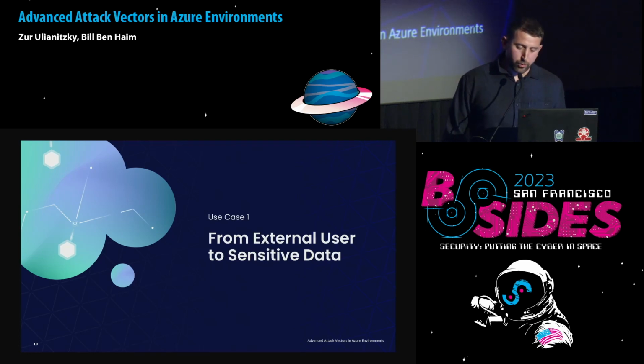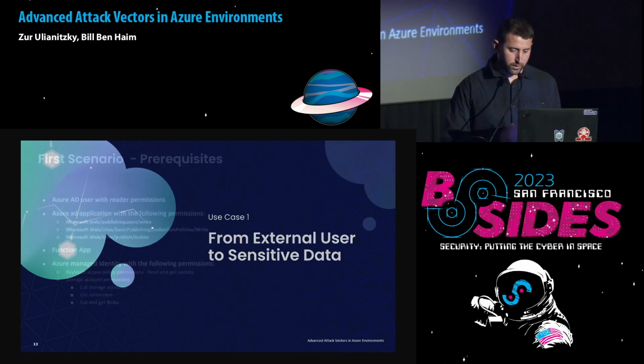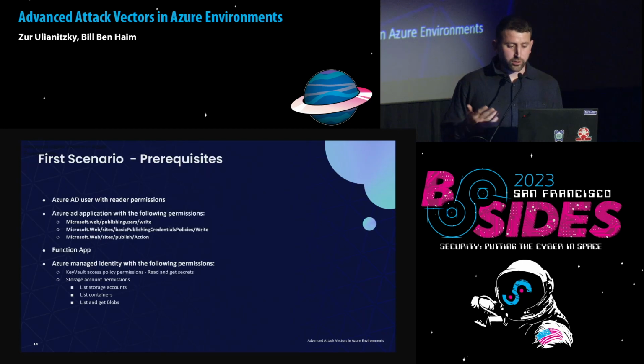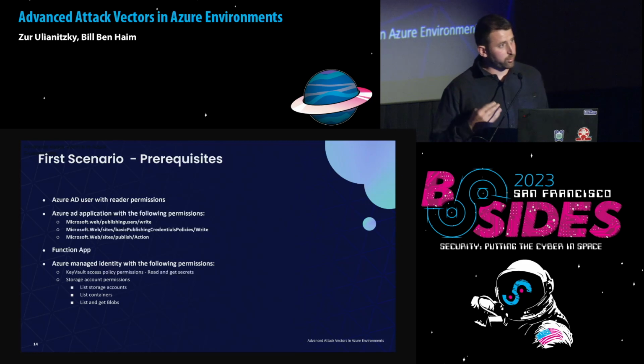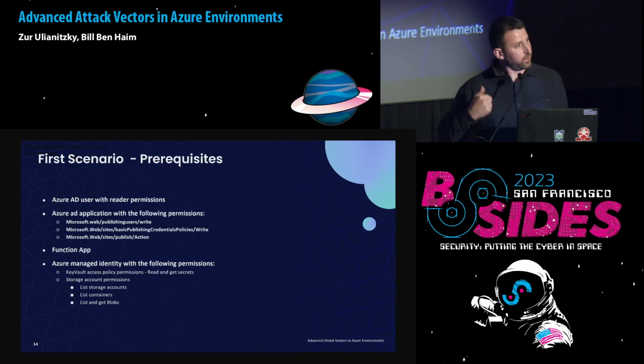Perfect. So we prepared 2 different use cases today. The first one is called from external user to sensitive data. And for every use case, we will start by showing what we configured in the environment in order to do it. So the prerequisites for this one start with an Azure AD user with some reader permissions. In addition, we configured and set in place an Azure Active Directory application with some Microsoft websites permissions. Those permissions will allow us to compromise a function app later on.